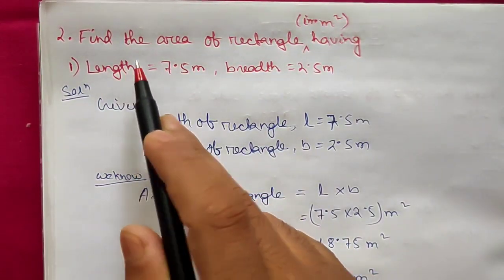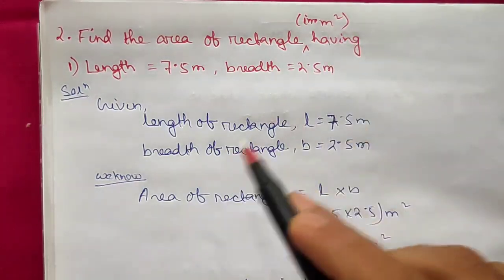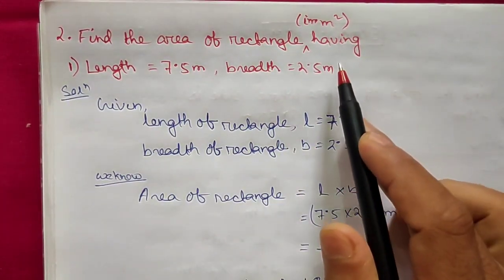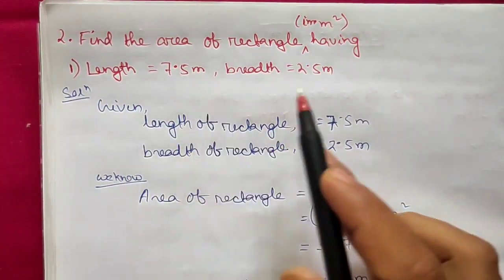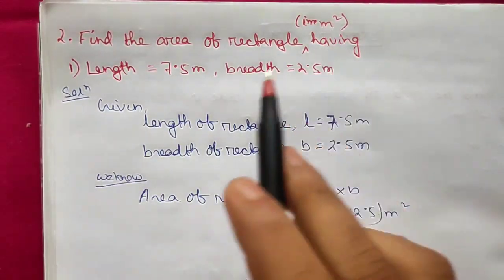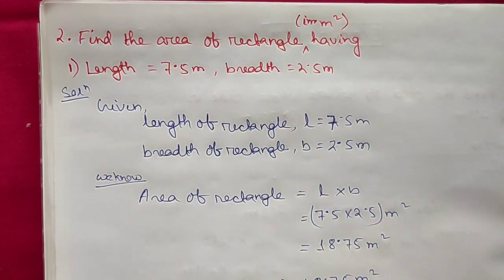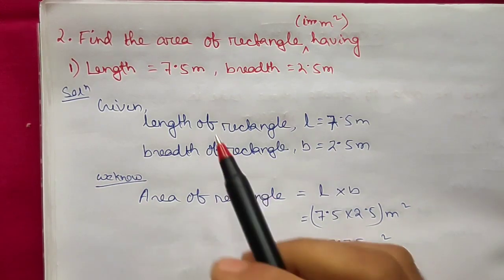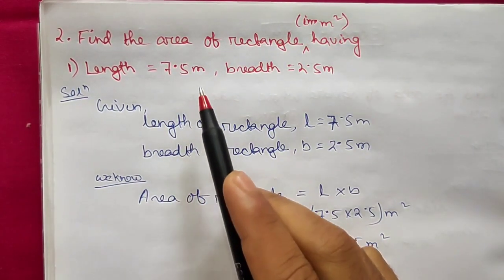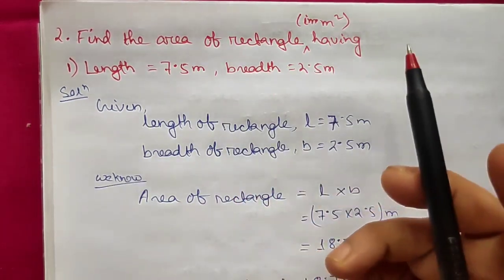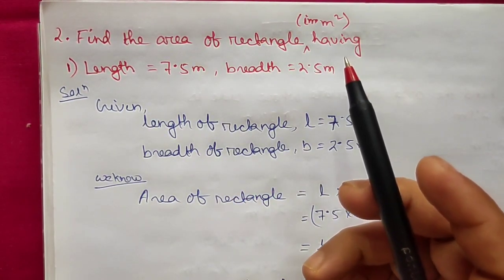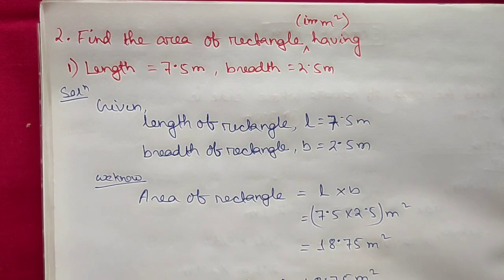So our second question is: find the area of a rectangle in meter square having length 7.5 meter, breadth 2.5 meter. In meter square means what? If we have length in the unit centimeter or kilometer, we have to convert in meter square, but in our first case it is already in meter, so we just have to find the area of the rectangle. And we know the area of the rectangle is length into breadth. So let's start.